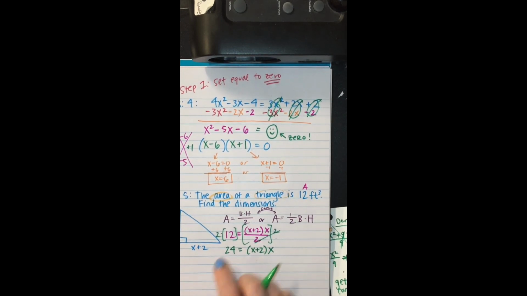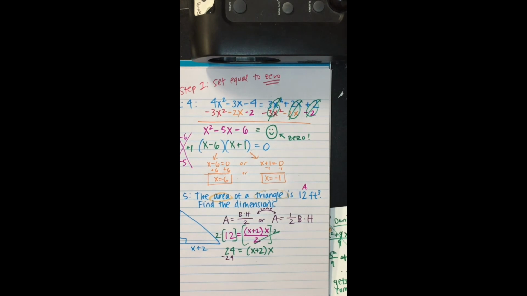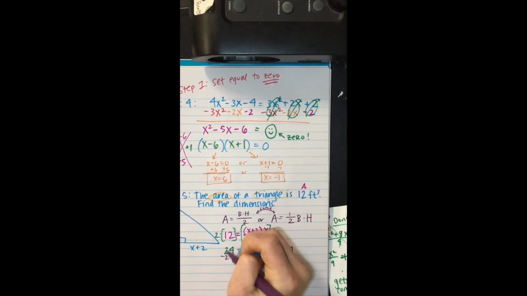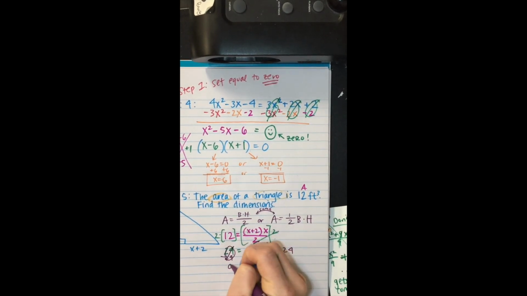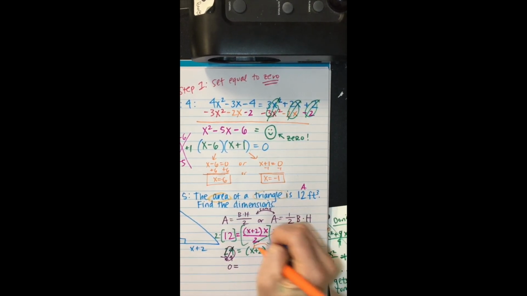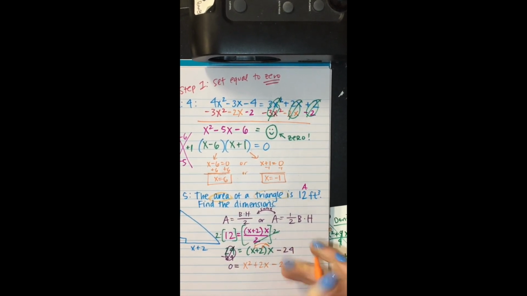Let's see, I want it equal to 0, so I'm going to subtract 24 from both sides. Now, there's nothing to subtract from here because there's no like terms, so I'm just going to write it at the end like this. That makes 0, so I have 0 is equal to, and now I'm going to distribute this. So I have x times x is x squared, x times 2 is 2x, minus 24.